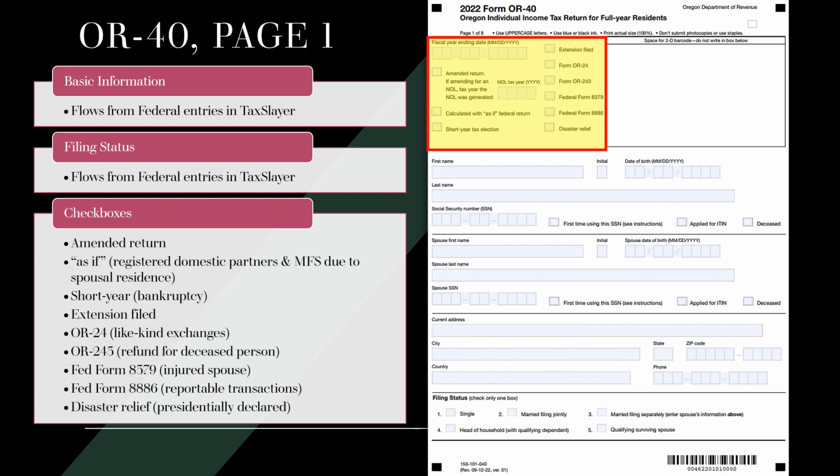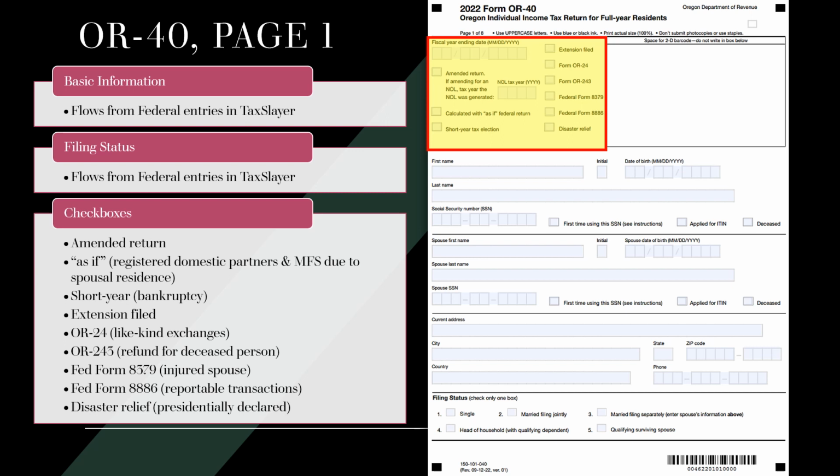Now that we've determined whether our taxpayer is required to file, let's get an overview of the form. I'm going to start with the full year resident form so that we can get accustomed to its structure. After that, we can look at some of the notable differences for part year and non-residents. Page 1 starts with the basic information and filing status, and this information will automatically flow from the federal entries in the TaxSlayer software once the state return is added.